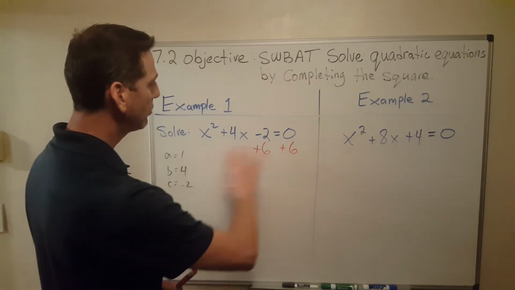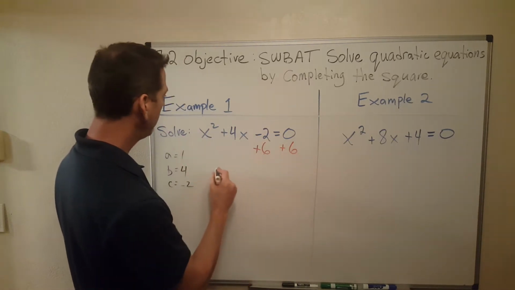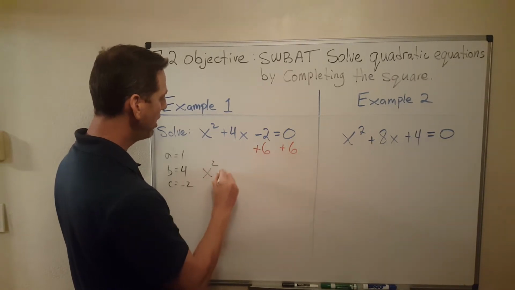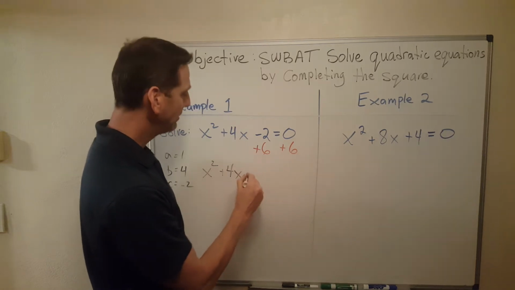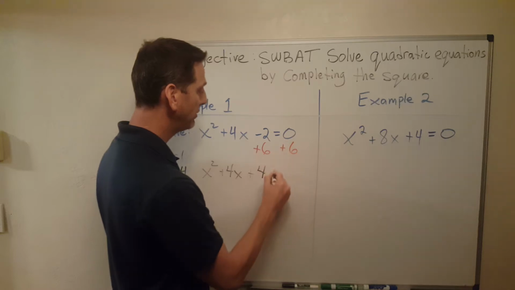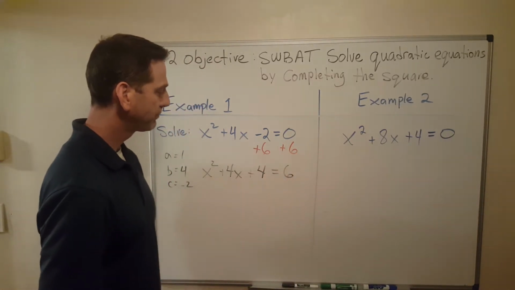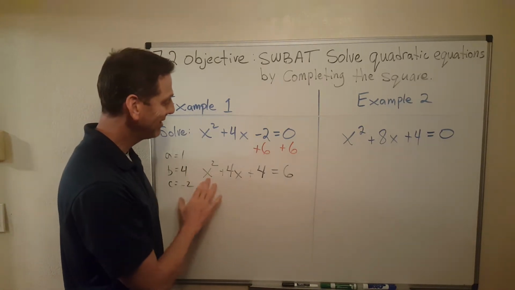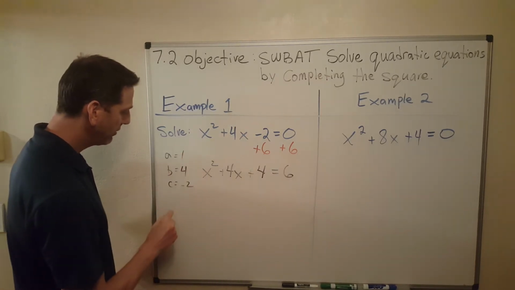So let's go ahead and bring down our new polynomial equation here. We've got x squared plus 4x. Negative 2 plus 6 is going to give us that positive 4 that we were looking for. And 0 plus 6, of course, is just 6. So now we can go ahead and factor this right here. Let's do that off to the side.